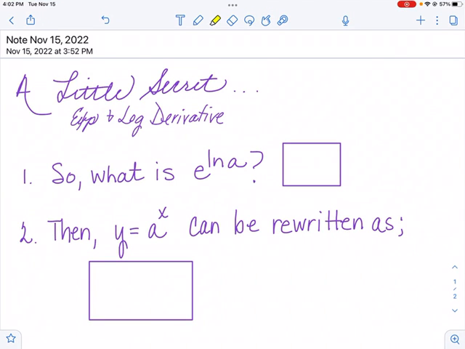Hey, I just wanted to pass on a little secret to you guys about memorizing some of these laws or some of these rules with derivatives having to do with exponentials and logs. So let's start off with this first fact.